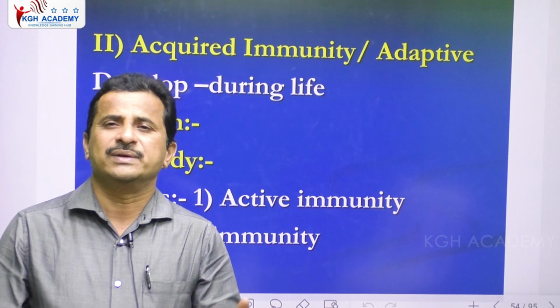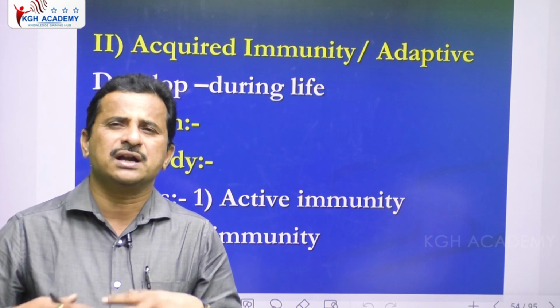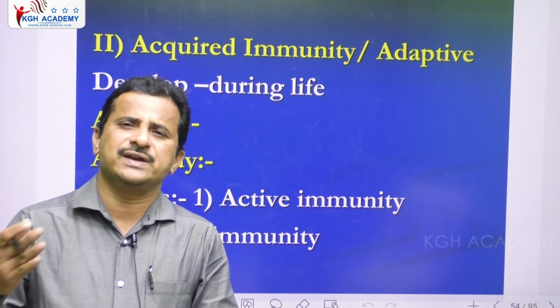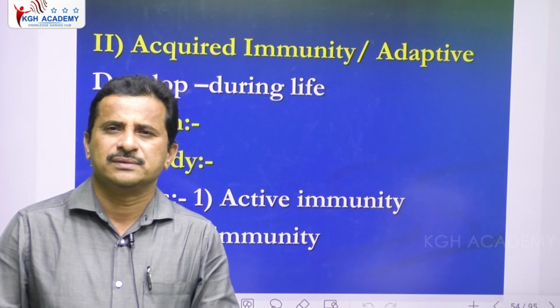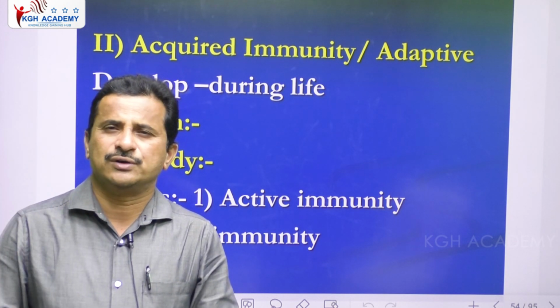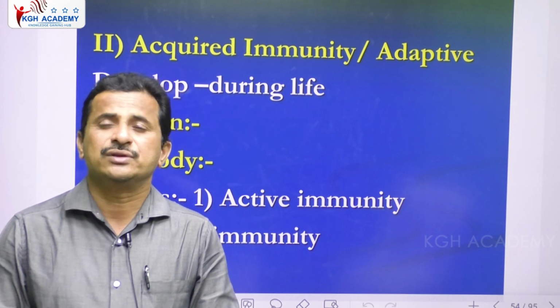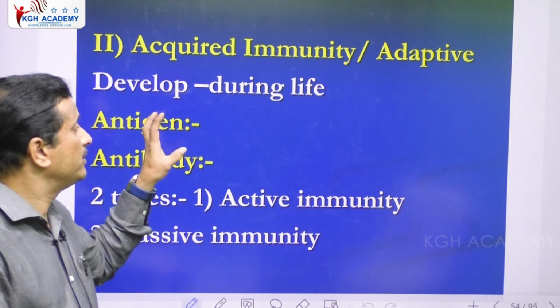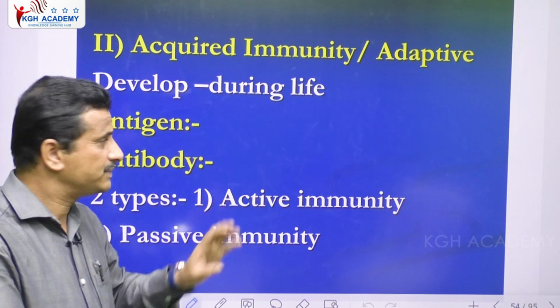This is again through different methods. This is not because of the genes or individual body mechanism. Because of various reasons and various methods, immunity is developed in our body. Antibodies are developed in our body, or sometimes we directly take antibodies to increase immunity. So acquired immunity or adaptive immunity has different types.